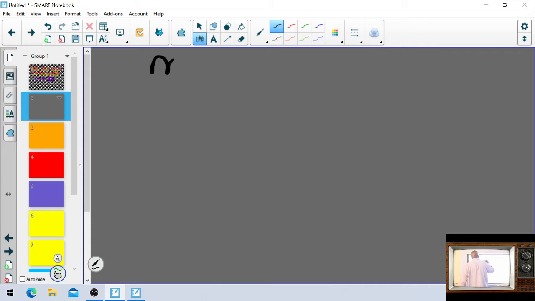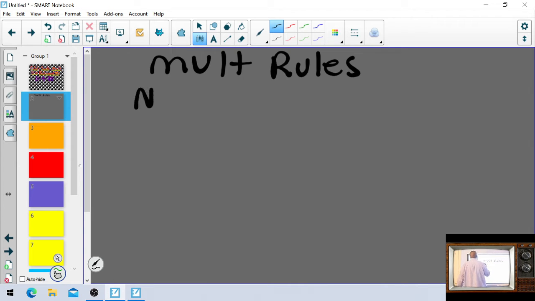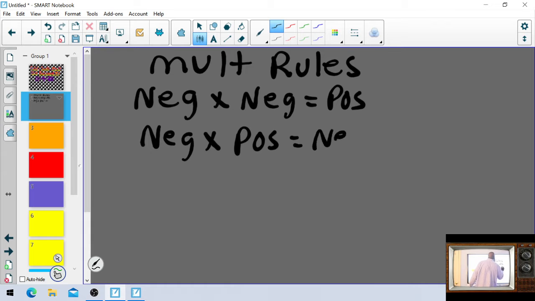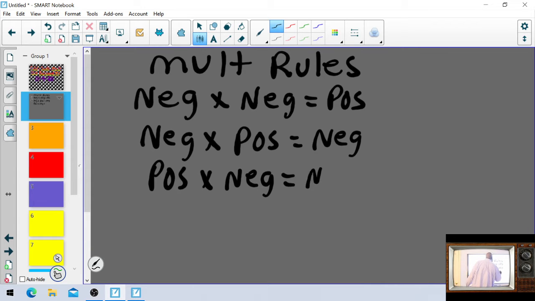We're going to learn multiplication rules today. Write them down. Negative times negative equals a positive. That's right, you heard me. Negative times a positive equals a negative. But Mr. Gill, what about a positive times a negative? It's the same thing. Positive times a negative equals a negative also.